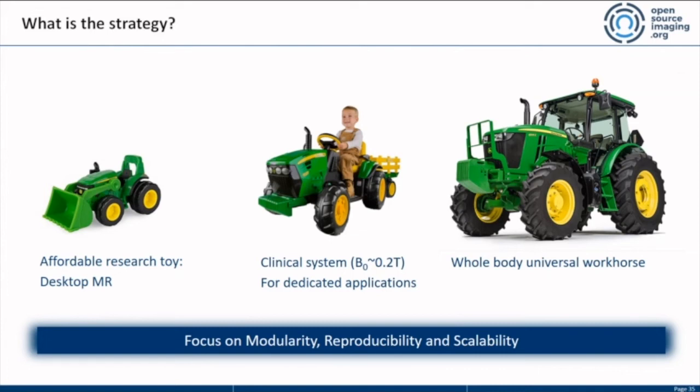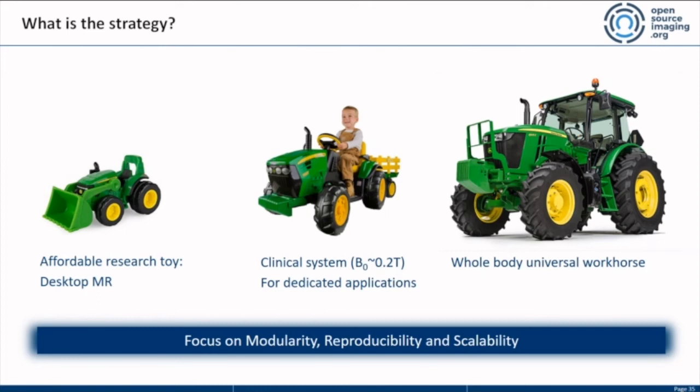The strategy is first to create a desktop MRI and always focus on modularity. So you have a single component that is responsible for one task, and if you want to change that component, you just need to change that component. It also means that if someone in the community wants to contribute, they just need to know about this component, and they don't need to know about every little detail of the MRI. They can contribute to small parts.